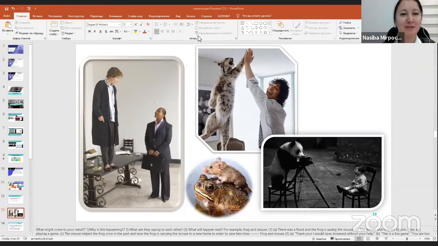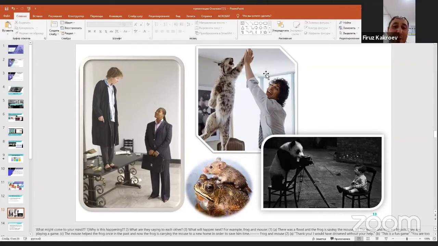Agree. Yeah, agree with you. And the second probably could be like, in this picture, the animal somehow helped the guy, so they both feel happy. To live in peace with an animal. Yes.